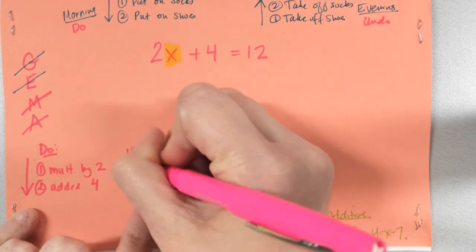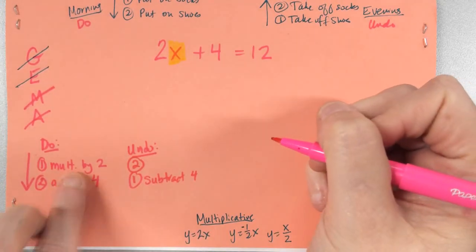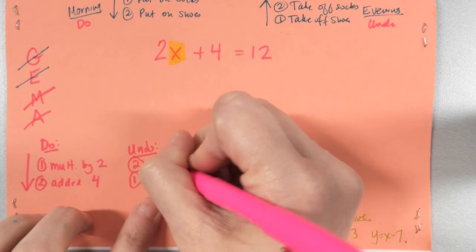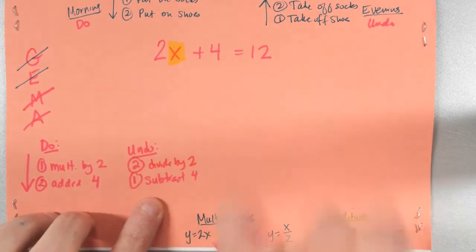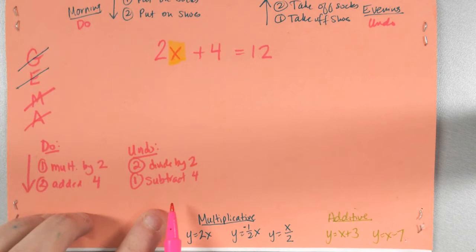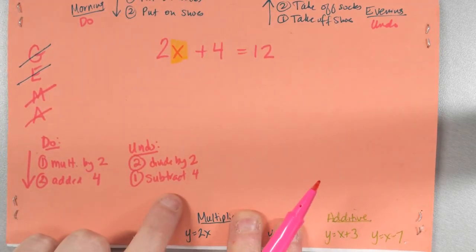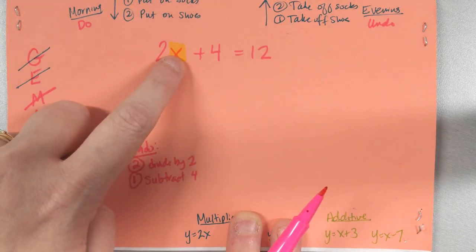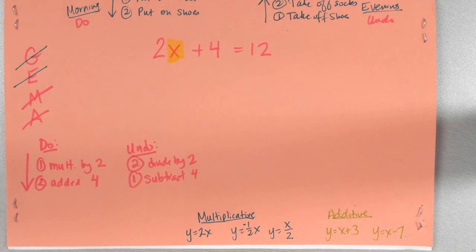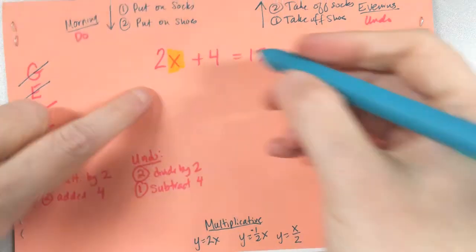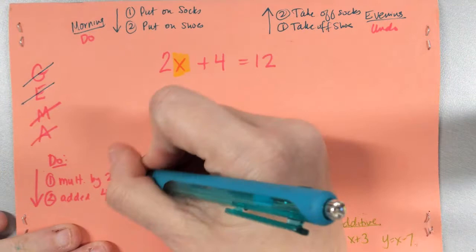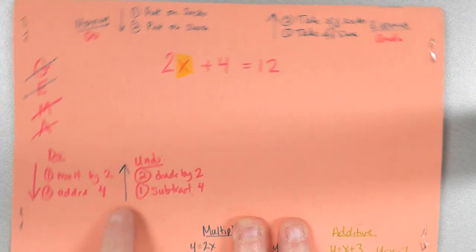And how do I undo multiplying by 2? I divide by 2. Now, this is what you would have done anyway, but this is why you're doing it. You're doing it because we're undoing what we did to that variable. So now let's just go ahead and do it, okay? Again, remember, I do the opposite in reverse order, right?